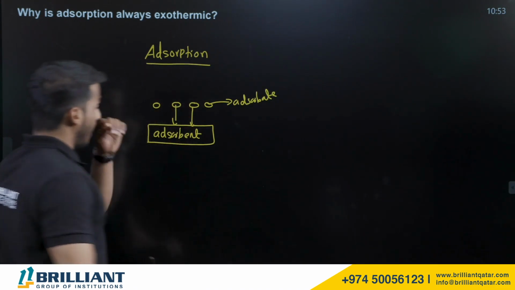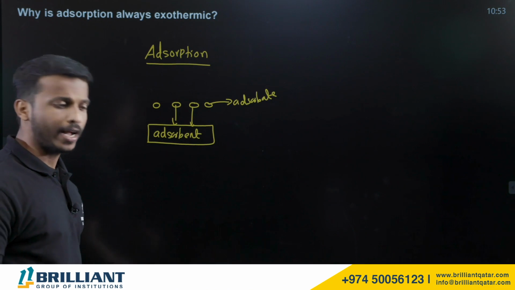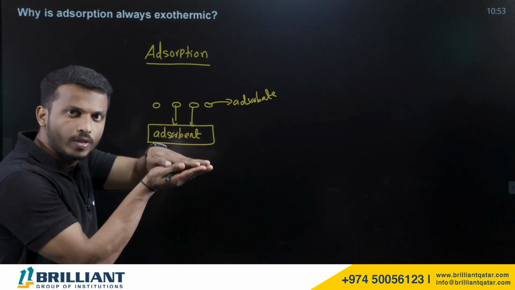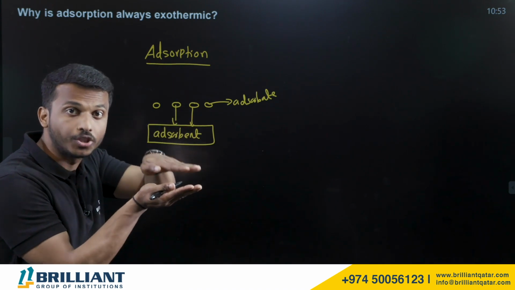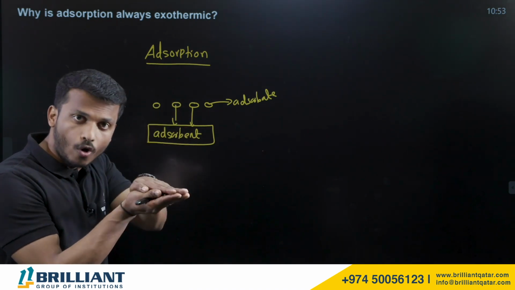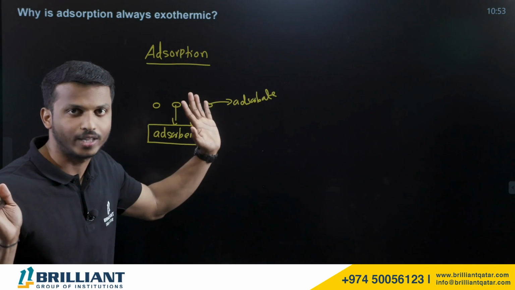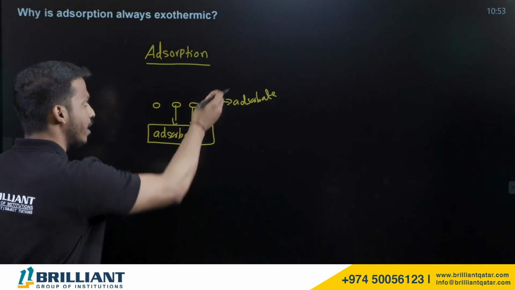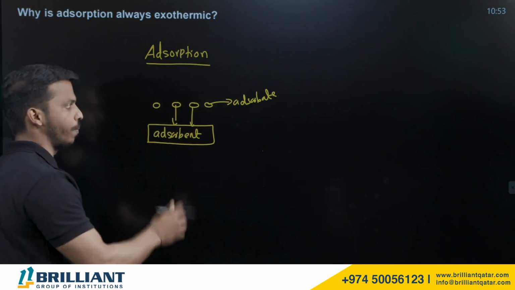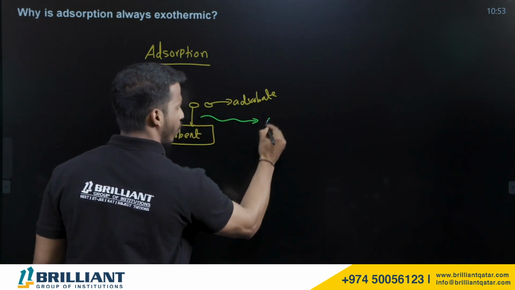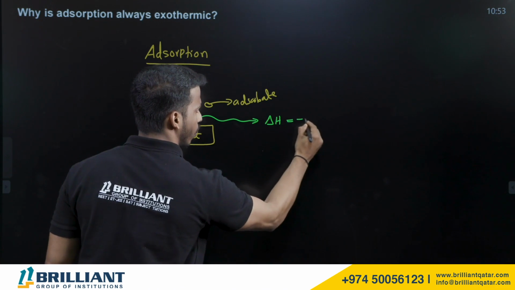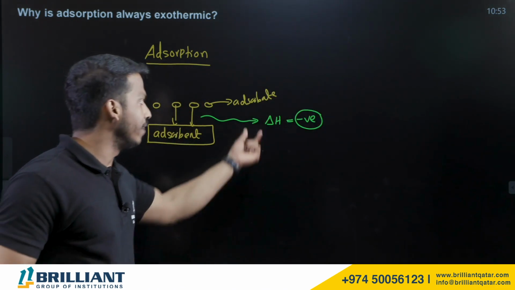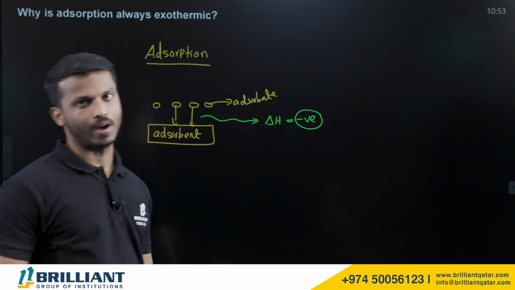Here, during adsorption, what is actually happening? These adsorbate particles are making a bond with the adsorbent, bond formation. When a bond forms, it is exothermic in nature. Normally all bond formations are exothermic. So when the adsorbate makes a bond with the adsorbent, heat will be released. Therefore, the enthalpy sign is negative. You know, for an exothermic reaction, the enthalpy change is negative in value.